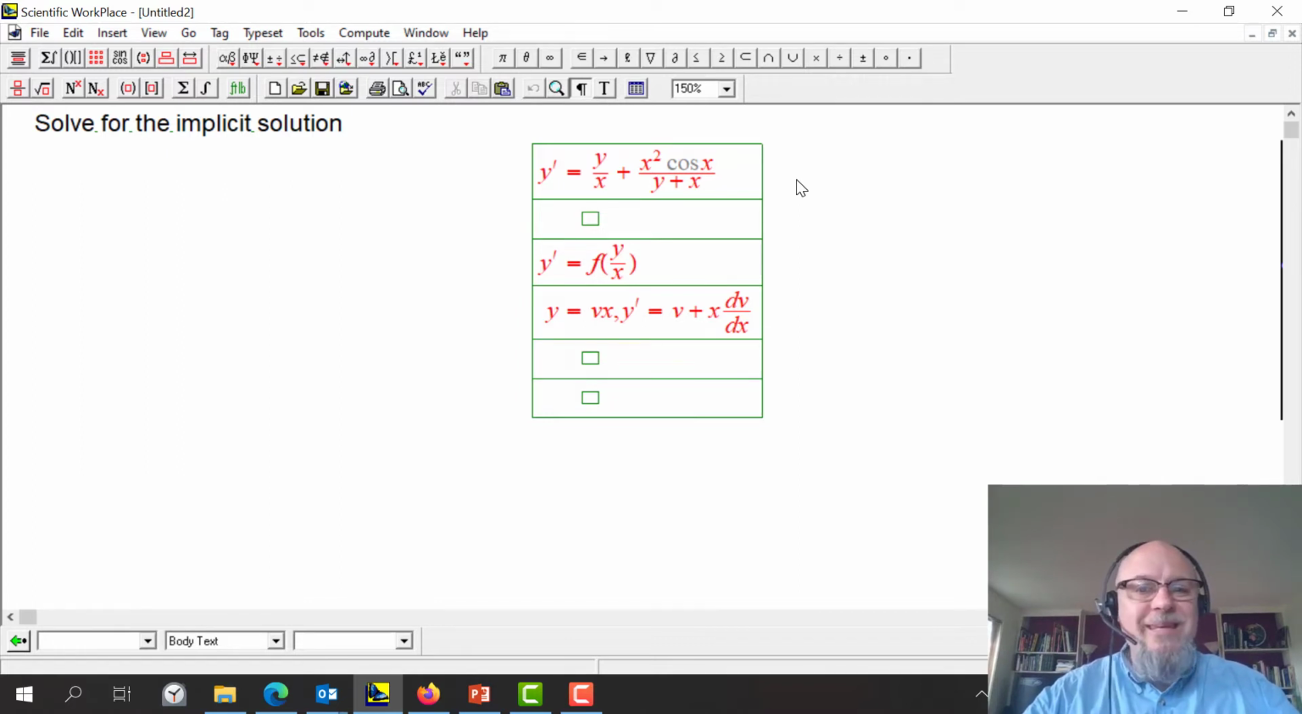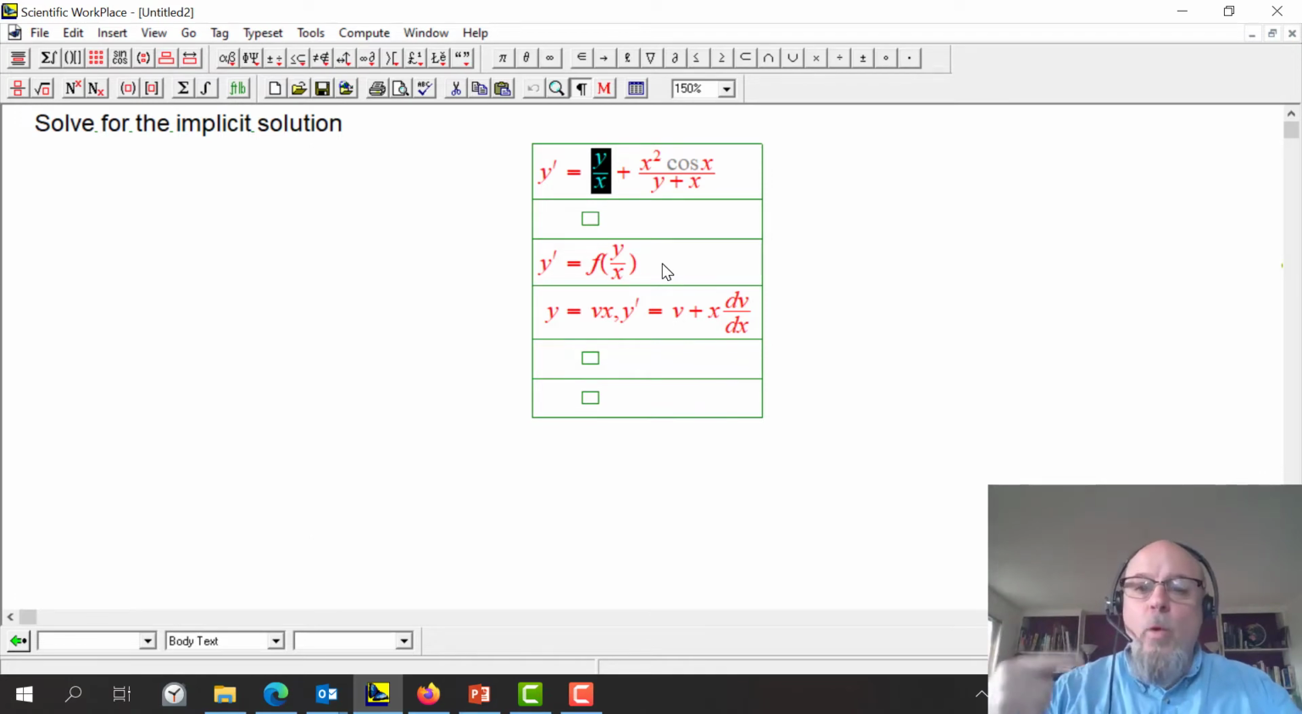It doesn't look immediately separable, but because I see this y over x here, it's making me think that maybe it's homogeneous. In other words, I could rewrite it as y prime equals a function of y over x. If it was homogeneous, then I would do the substitution, let y equal vx, where v is a function of x.